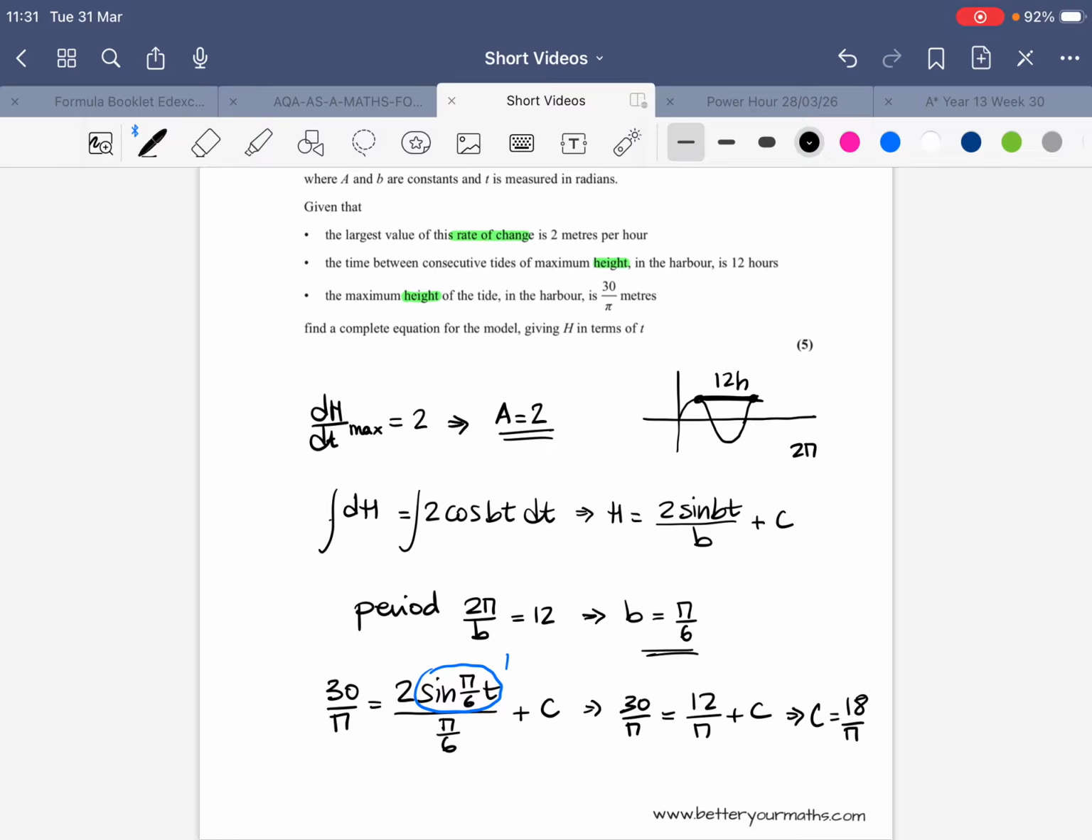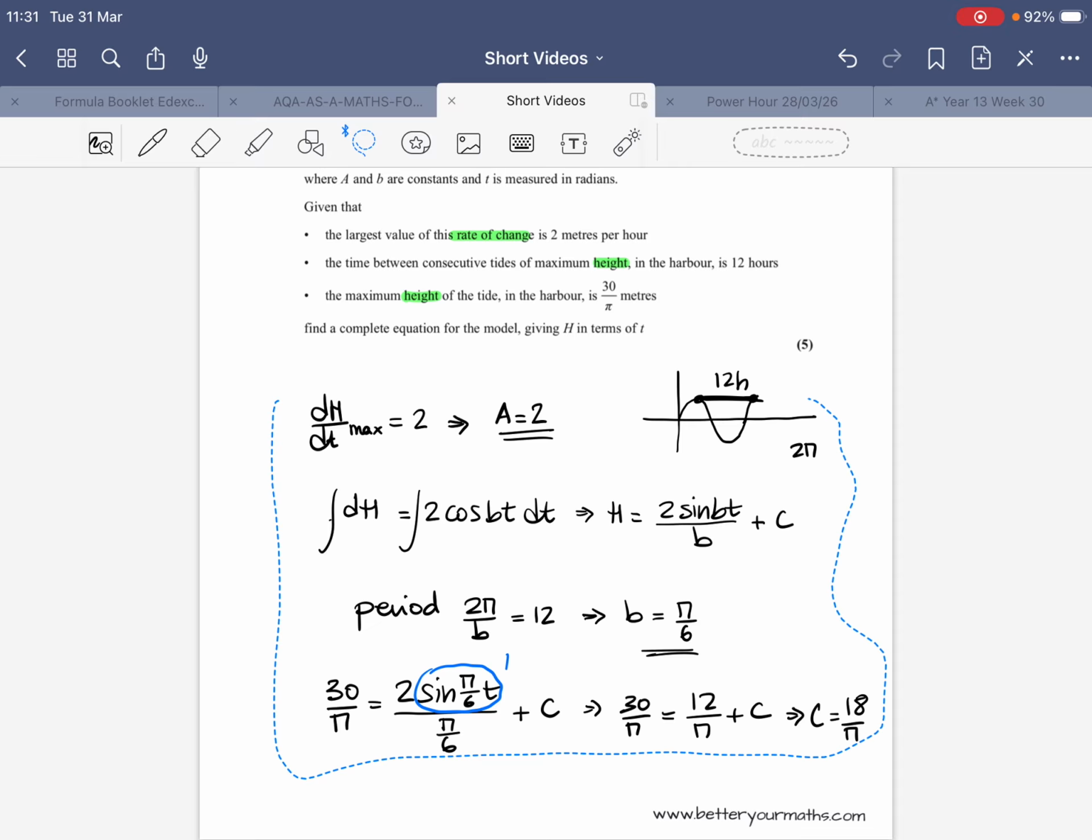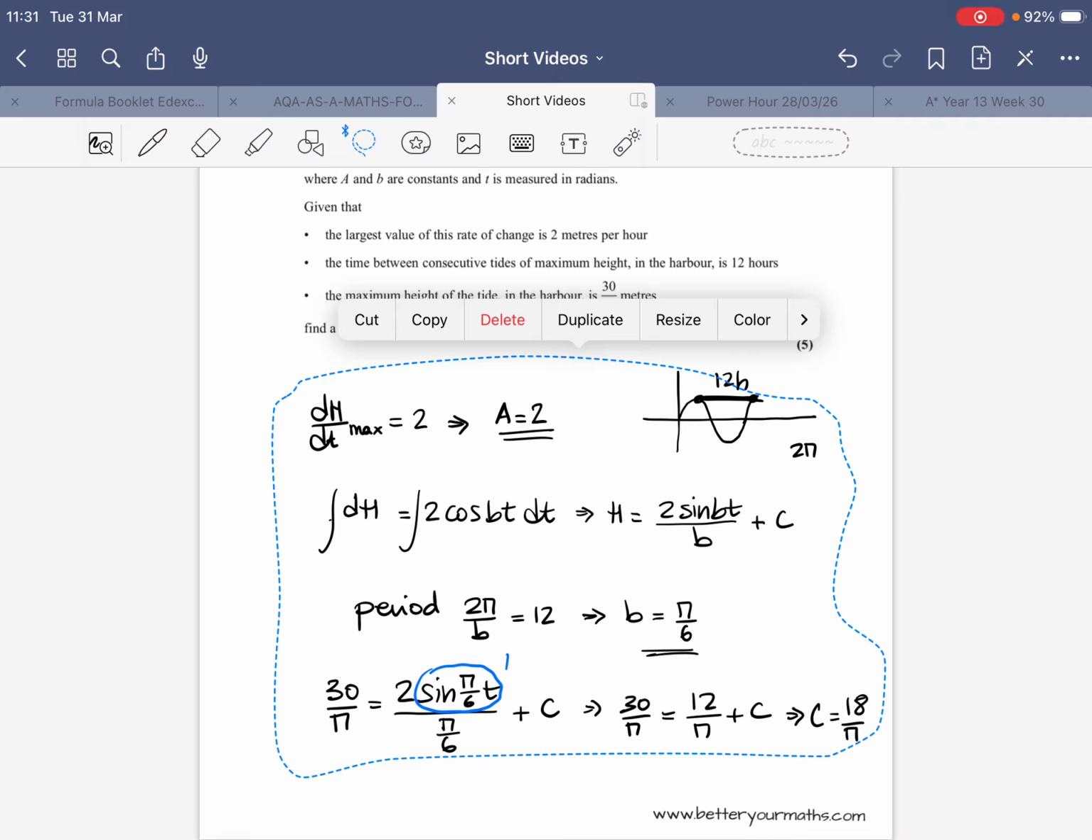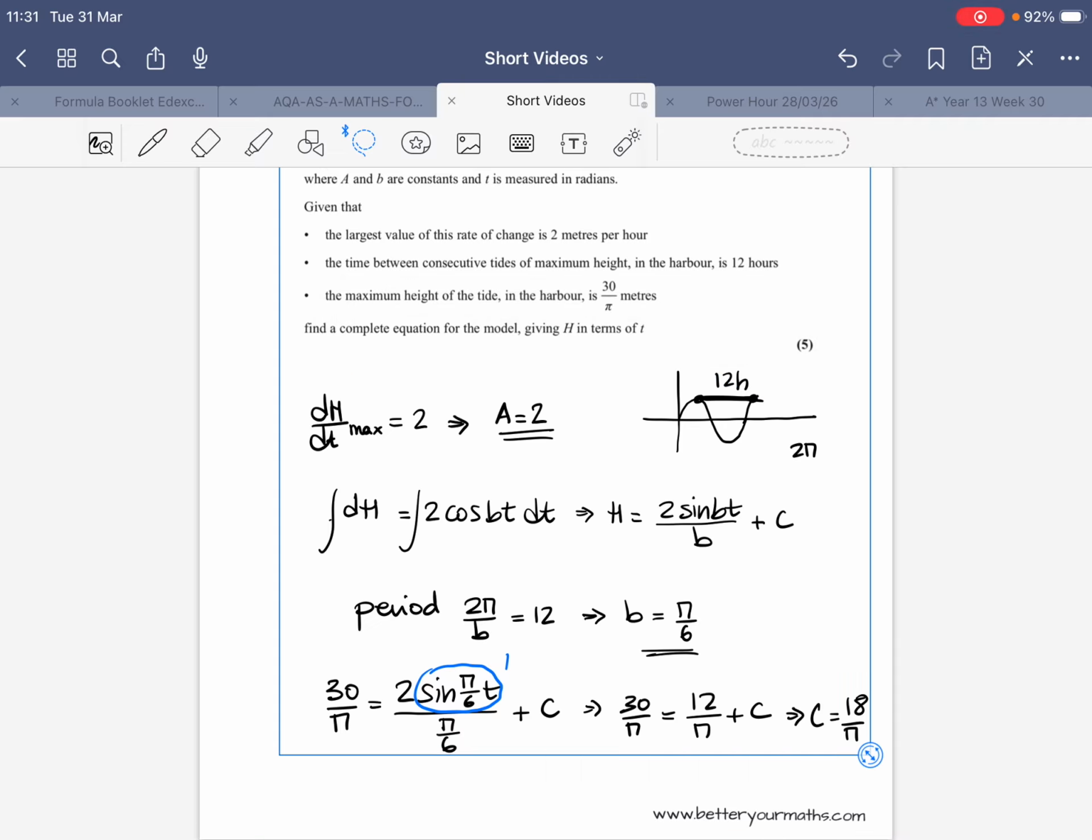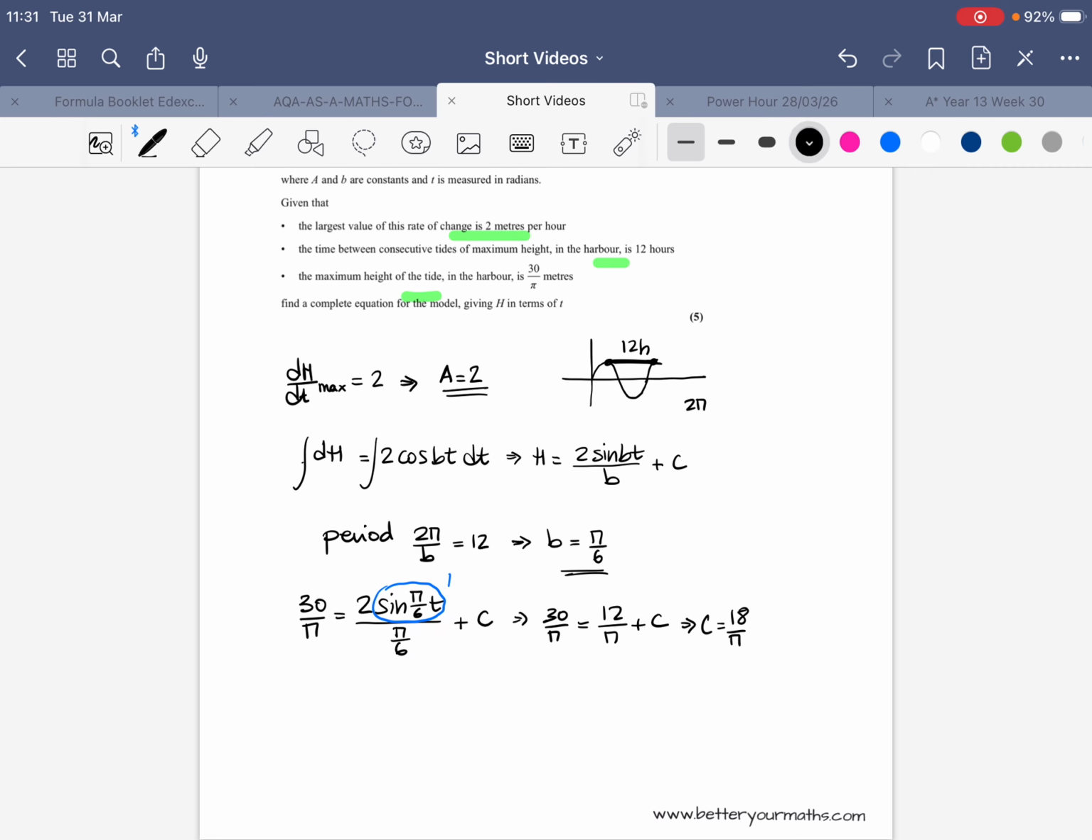So your full model is just what we have, writing the constants. h is going to be 2 sine of pi over 6 t divided by b. b is pi over 6, so I just multiply the 6 by the 2, and this becomes 12 over pi, plus 18 over pi. And this is the full model. That's what they're asking you. That's all.